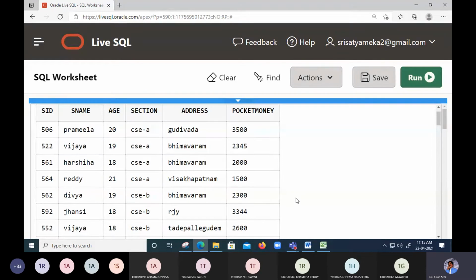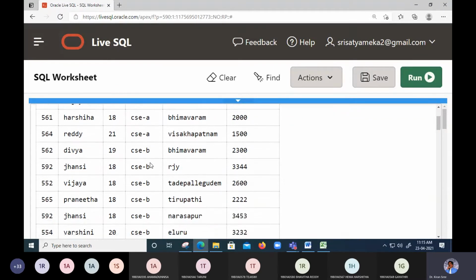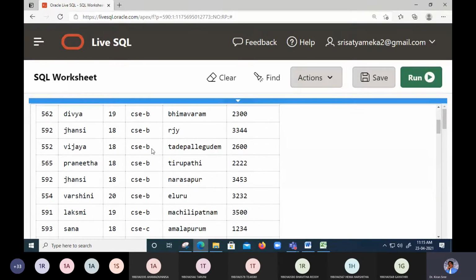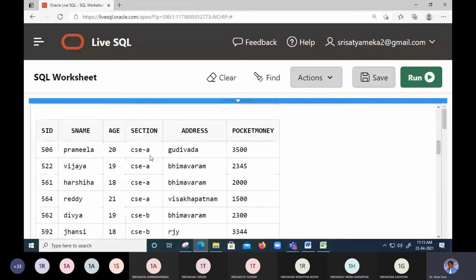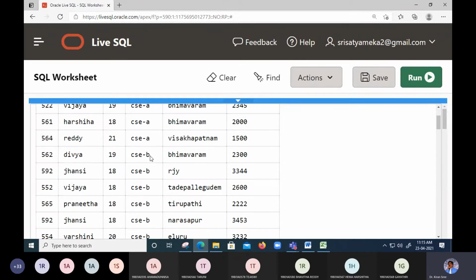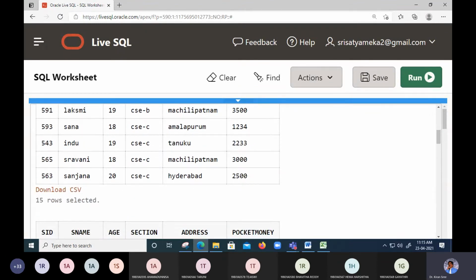Now you can see the answers, right? You can see the first four things, they are coming from A section. The next four, five, they are going to come from B section. Next they are coming from C section. Hope you are able to see the answer. So first you can see A section, next you can see B, next you can see C.